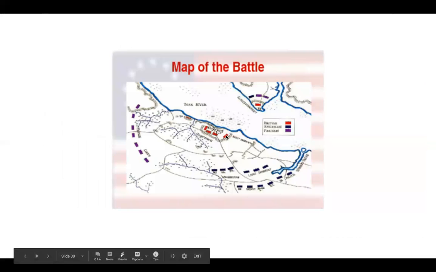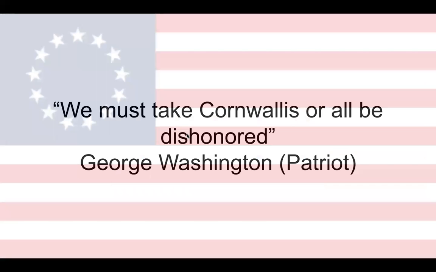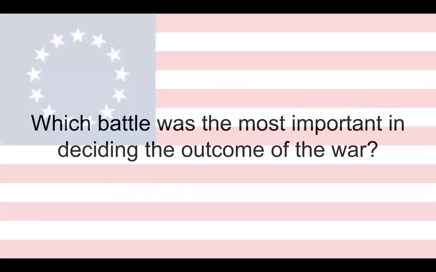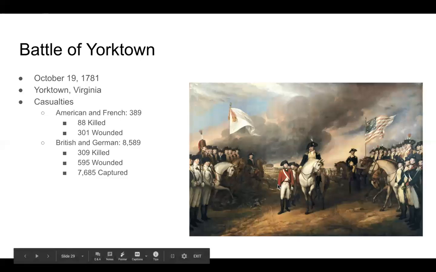Here you can see some of the forces surrounding Yorktown. The French had the river, and they surrounded the British and forced them to surrender. And so George Washington is known to say, we must take Cornwallis or all be dishonored. So that was very important to take over this. They forced the British to surrender.